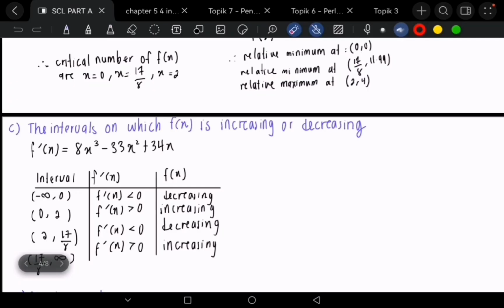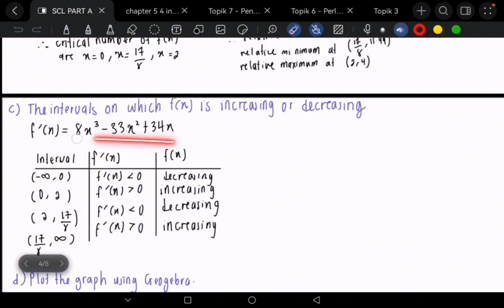For part C, the intervals on which f(x) is increasing or decreasing. Using the first derivative, create the table. The intervals are from minus infinity to 0, 0 to 2, 2 to 17 over 8, 17 over 8 to infinity. Using any point in each interval, substitute into the first derivative and get minus, plus, minus, plus: decreasing, increasing, decreasing and increasing.